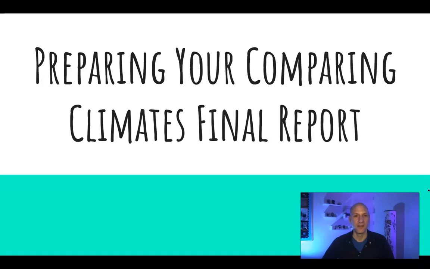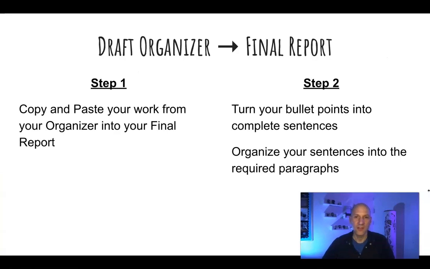Hi, 6th grade. Let's talk about preparing your Comparing Climates final report. The first thing you have to do is convert your draft organizer into your final report. And there's really only two steps. The first step is that you'll copy and paste your work from your organizer into your final report. You'll move on to step 2, where you'll make sure to turn bullet points into complete sentences and organize your paragraphs. Let's see how that works.